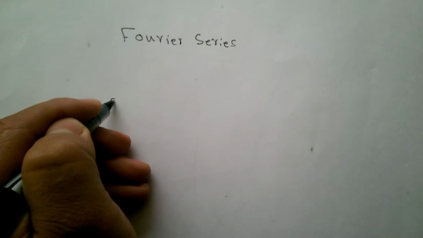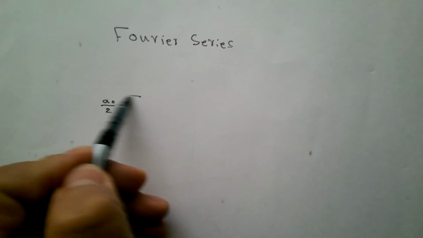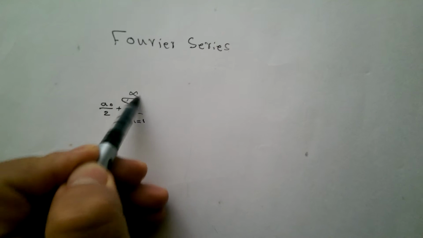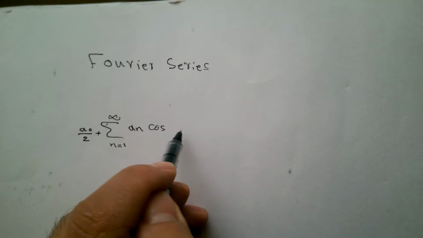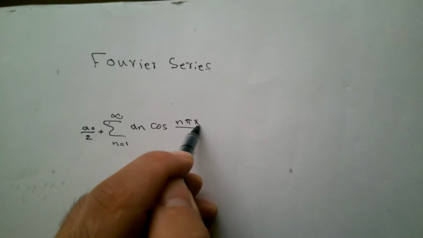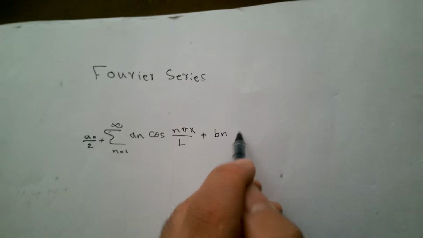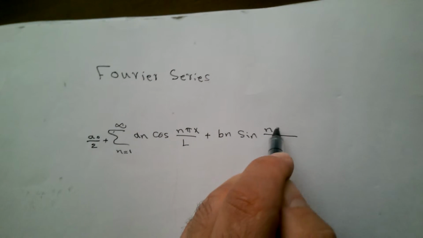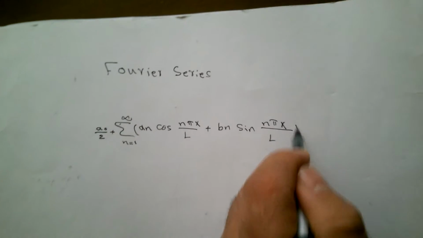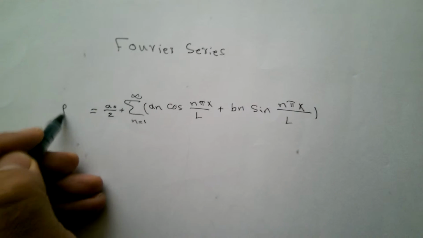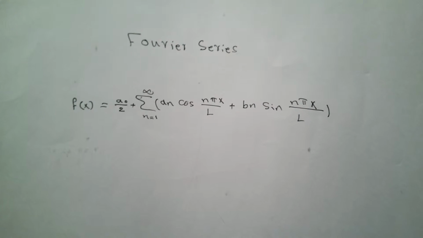It's equal to a naught over 2 plus the summation n equal to 1 till infinity of an cosine of n pi x over L plus bn sine of n pi x over L. This infinite sum is equal to f. We will convert a function to an infinite sum.